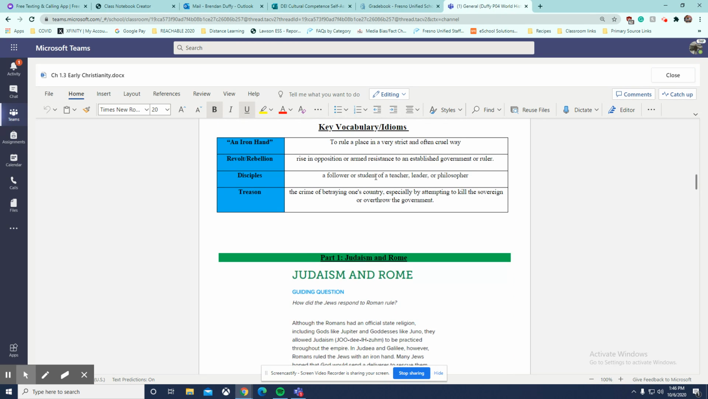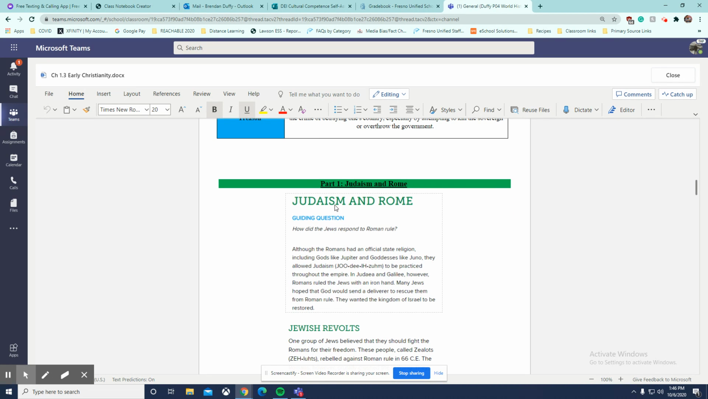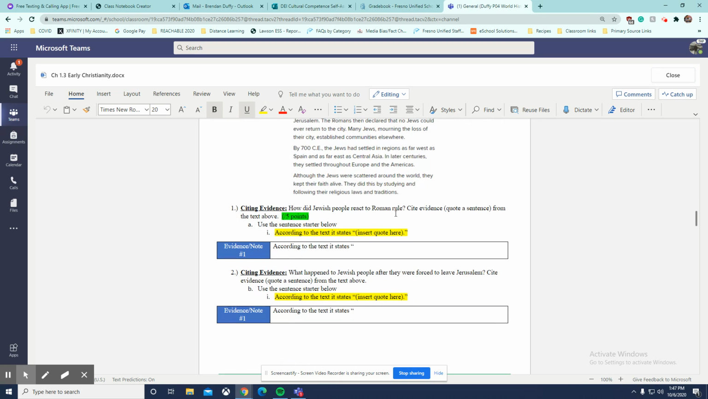Key vocabulary is also very important. I'm going through this because I'm on limited time with this recording, but keep in mind that you need to read through all this stuff because some of these keywords will be very important. So our first part is Judaism and Rome. Scroll down. It's always good to look at your questions first.